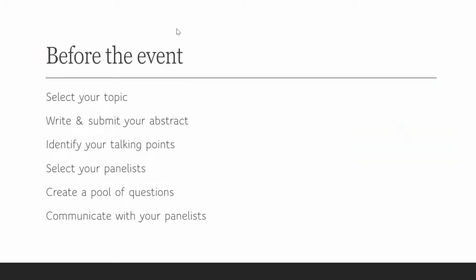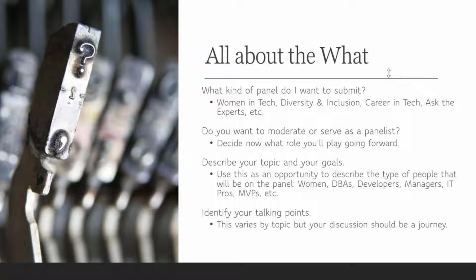So let's get straight to what we're going to cover today. There are some things that you need to do for the event, okay? And that is going to be select the topic, write and submit your abstract, identify your talking points, select your panelists, create a pool of questions, and communicate with your panelists. A lot of things fall into that first slide, right?